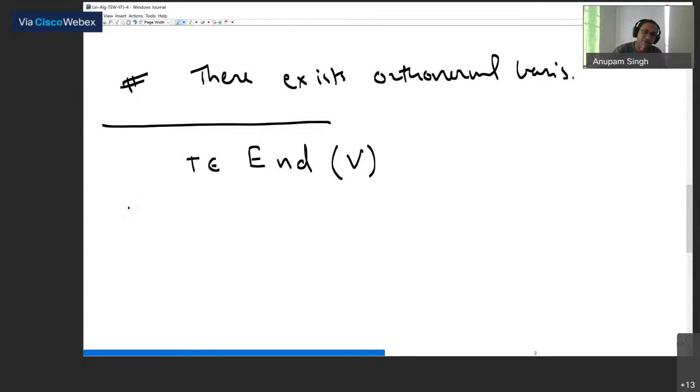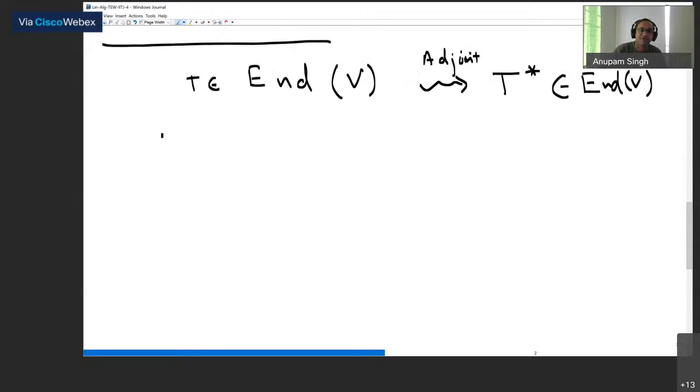So to define even a normal operator, I need to first define what is called the adjoint. What I'm going to do is that given any T in End V, I will associate to it another operator which will be called the adjoint. And using the definition of adjoint, I will define normal operator. Okay, so this is what I'm going to do right now. So to define the adjoint, this is what we need to define.